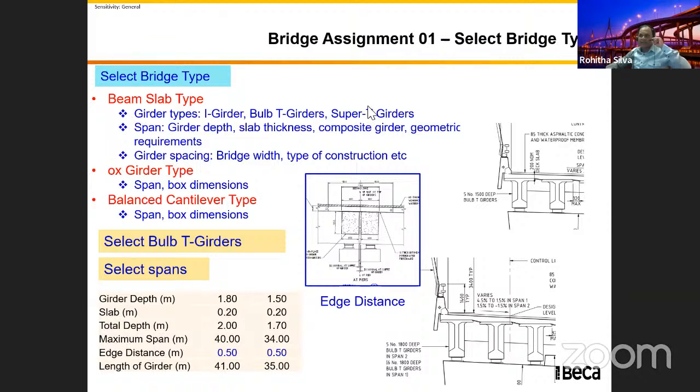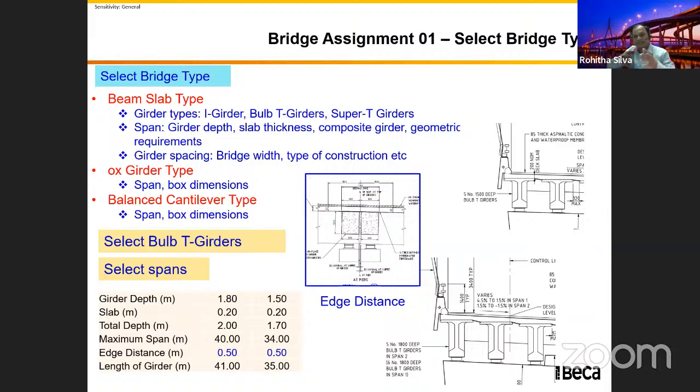Then if you select your girder type, all three of these girders, I need to mention to you, can span quite the same length. And if I select this one, you have a reason. That is what you need to explain to your client. That's one reason. He will ask, why didn't you select I girder instead of bulb T girder?